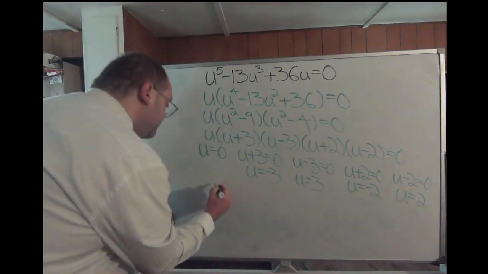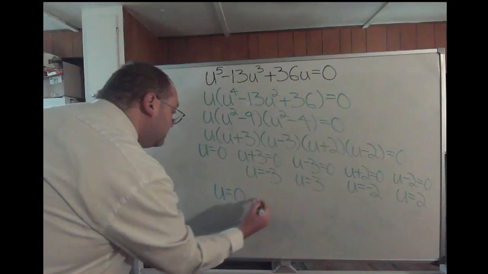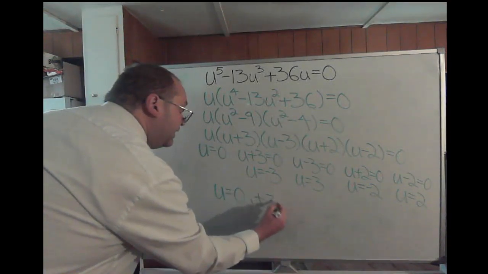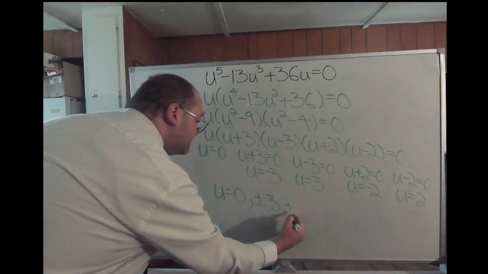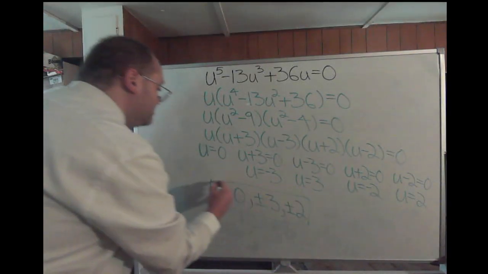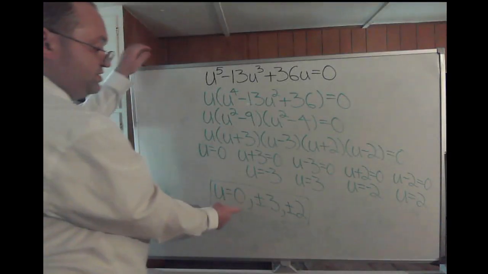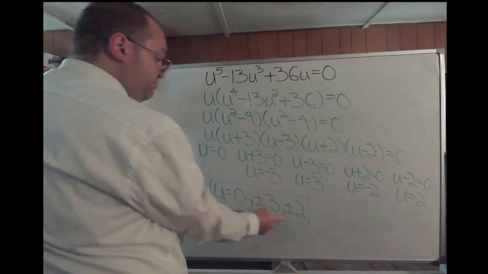So your 5 solutions to this are going to be u equals 0, plus or minus 3, and then plus or minus 2. There really are 5 solutions here. I just wrote the plus or minus to save us some writing. So u equals 0, plus or minus 3, and plus or minus 2.